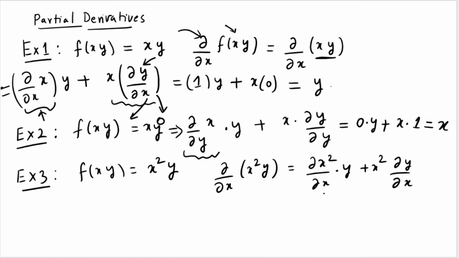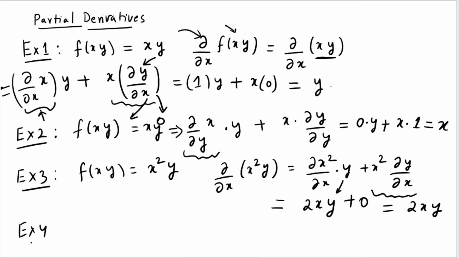Now ∂x squared/∂x is nothing but 2x, where we have used the formula for x to the power n. So this gives me 2x times y. And the second term, you will notice, is 0. So therefore, the derivative of x squared y with respect to x is equal to 2xy.